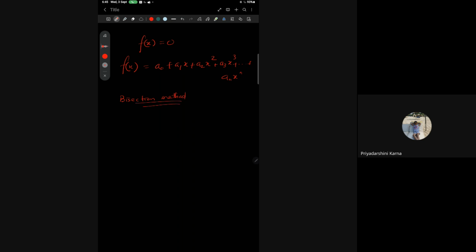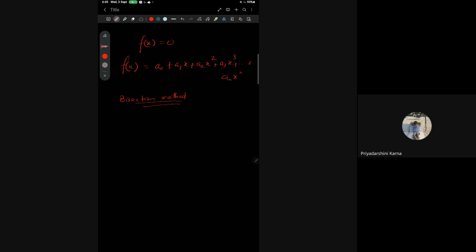So we discussed solving this polynomial equation f of x is equal to 0, where f of x is of the form a0 plus a1x, a2x square, a3x cube, so on and so forth up to an xn. If we have this kind of equation, we can solve it by bisection method, that we have discussed earlier.